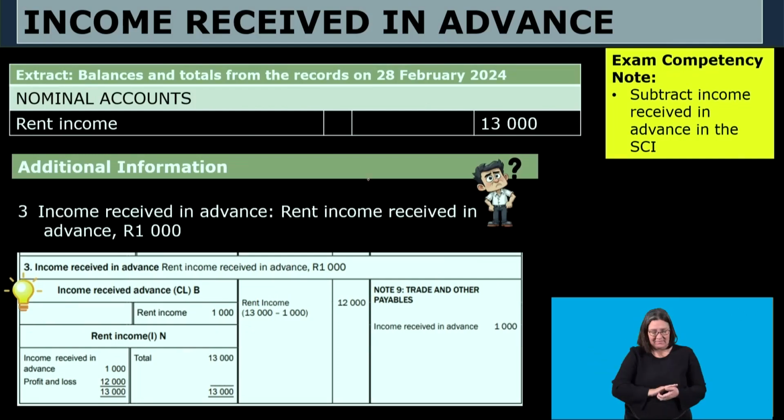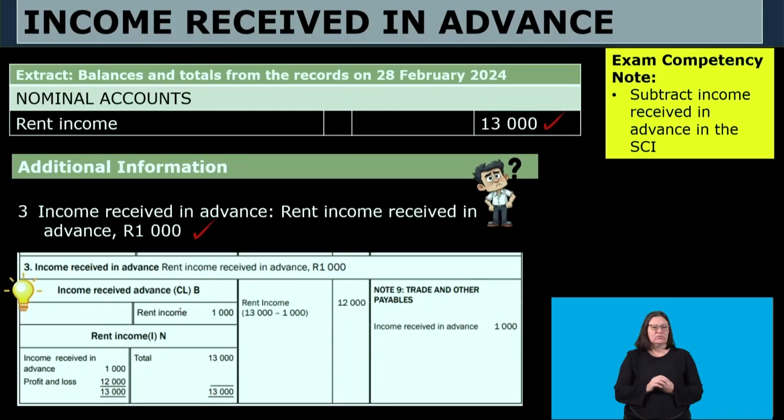Here we have an example. We have rent income, 13,000. Then we are told, rent income has been received in advance, and that is 1,000. What do I do? Here's the answer. When you have received income in advance, here is our rent income account. Remember, it's income, so it will increase on the credit side. On the credit side, it will increase. And then on the debit side, it will decrease.